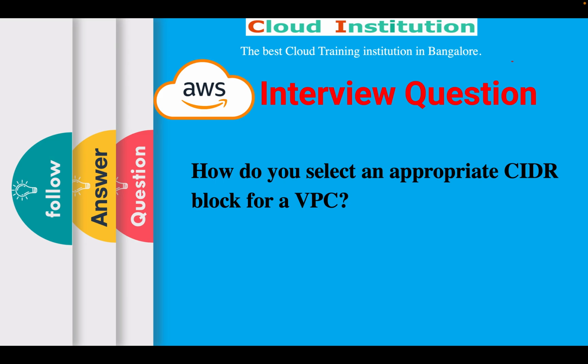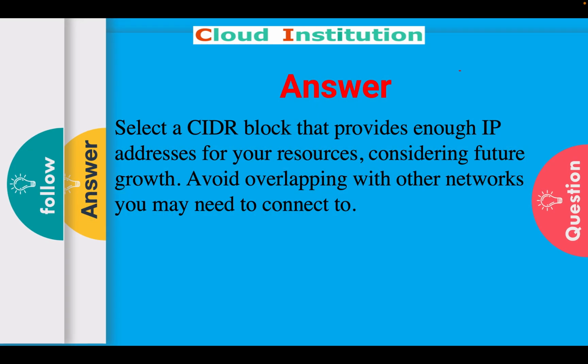Now the interviewer is asking this question to understand how you plan your infrastructure. For example, the interviewer may ask, I have one infrastructure and I want to create one application, so what CIDR will you set for that? The answer should be: select a CIDR block that provides enough IP addresses for your resources, considering future growth. Also, avoid overlapping with other networks that you may need to connect to.